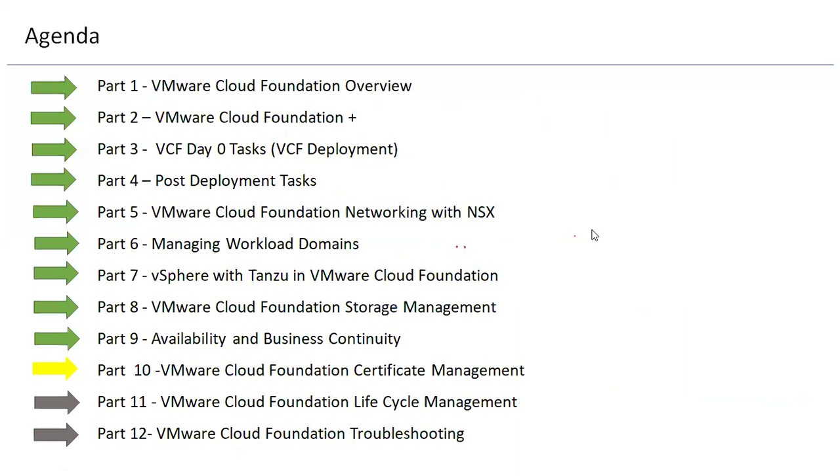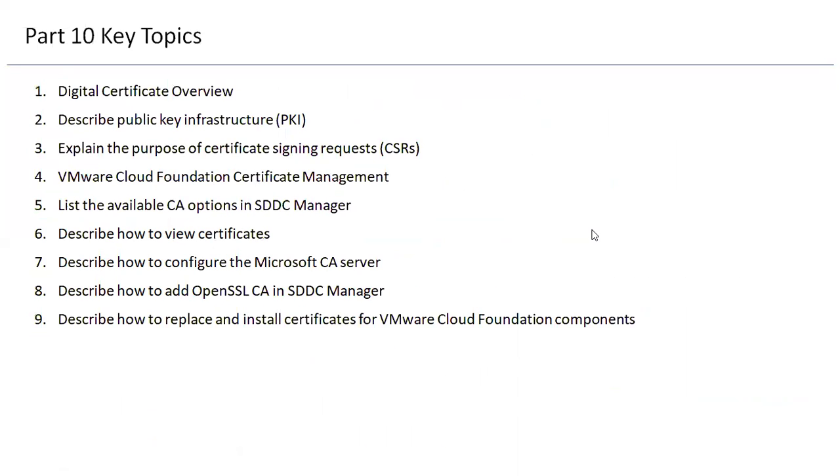All right, today we are on Part 10. The key topics for Part 10: we are going to cover the certificate overview in the VMware Cloud Foundation environment, describe what PKI is with a brief overview of it, then explain the purpose of a certificate sign request, what the CSR is and why we use it, primarily where we look for new certificates to be replaced for the VCF component.